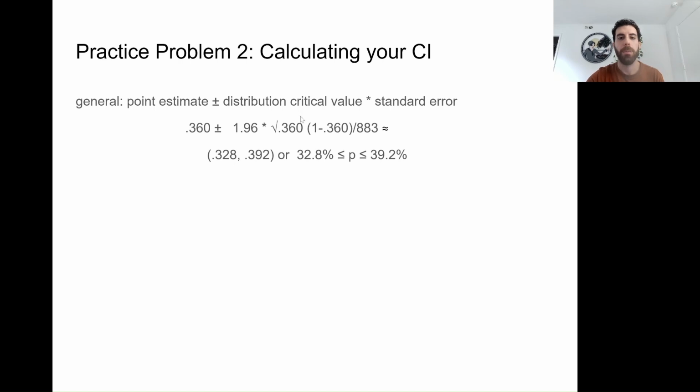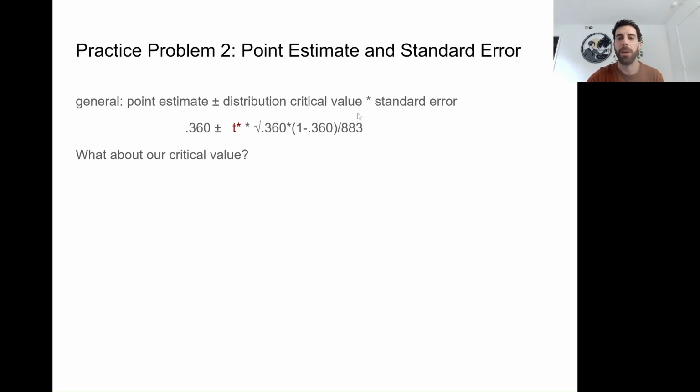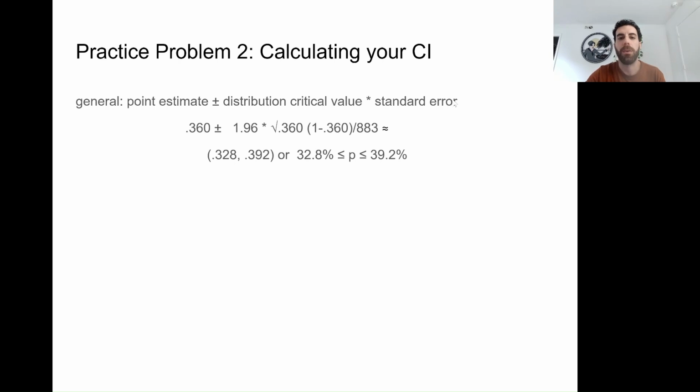And you might remember from earlier that if our sample size is large, which it is in this case, 883, we can approximate it with the z distribution. And we know what corresponds to 95% in the z distribution: 1.96 is my critical value, right? So I take my critical value of 1.96, I multiply it by my standard error. That's my margin of error. This whole quantity here is my margin of error.